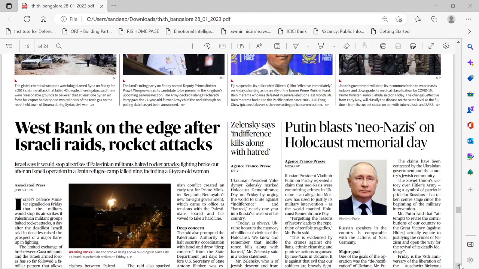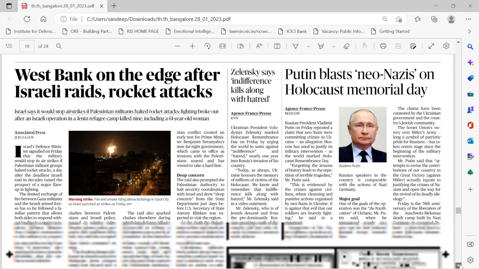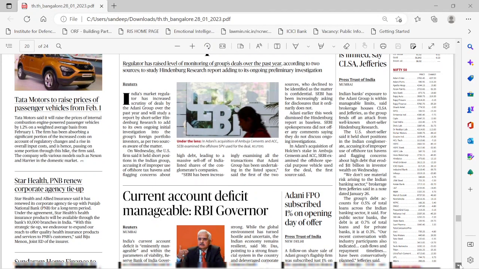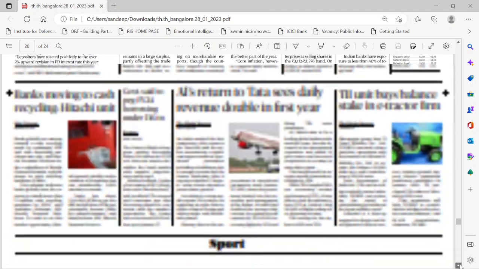West Bank on the edge after Israeli raids, rocket attacks. Guys, these are all not required. Again, Adani Group, all these are there, guys.